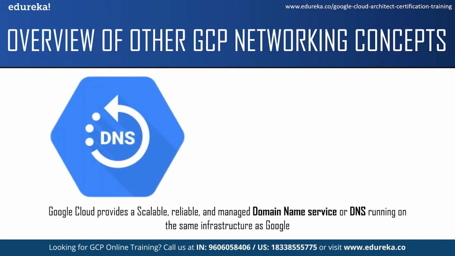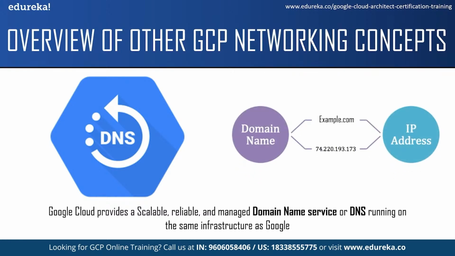Google Cloud provides a scalable, reliable, and managed domain name service, or DNS, running on the same infrastructure as that of Google. But before we get into Cloud DNS, let us understand what DNS is. DNS is a hierarchically distributed database that lets you store IP addresses and other data and look them up by names. In other words, DNS is a directory of easily readable domain names that translate to numerical IP addresses, which are used by computers to communicate with each other.